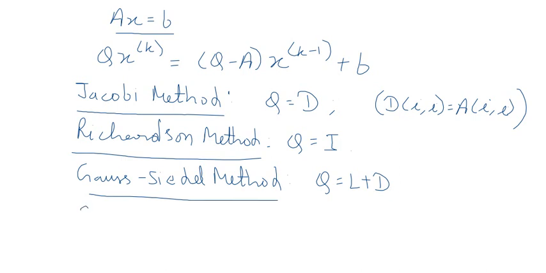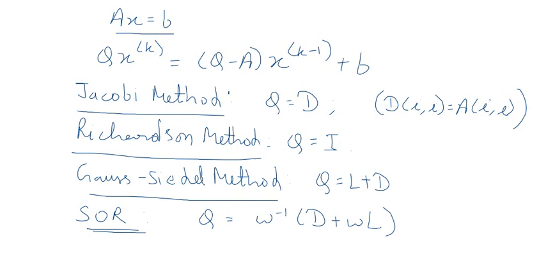So for the successive over relaxation method, if you recall, Q = (1/w)D + L, where D is the diagonal part of the matrix A and L is the strictly lower triangular part of the matrix A. Okay, so these are the four methods we have learned, and all these methods will converge under a sufficient condition.